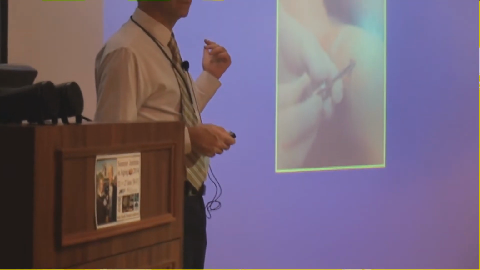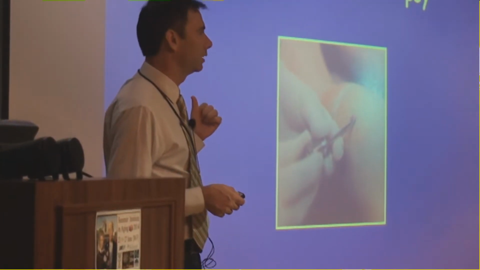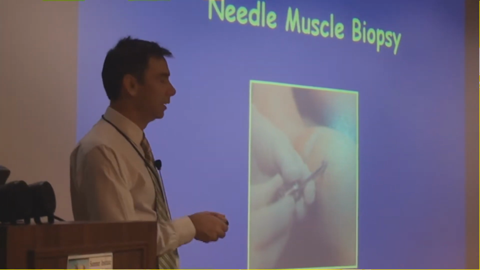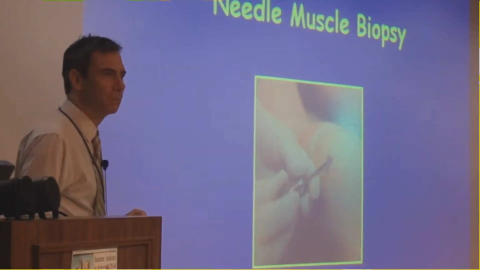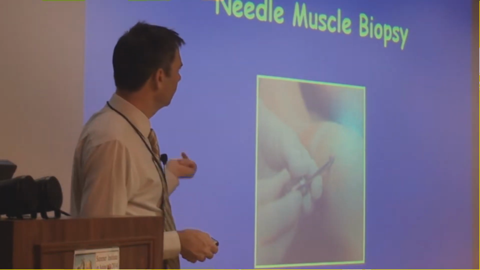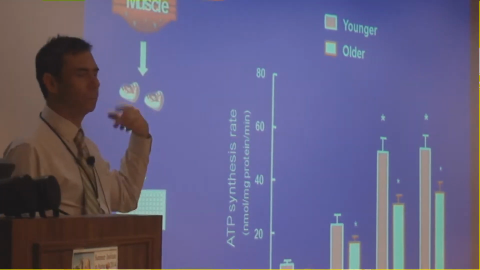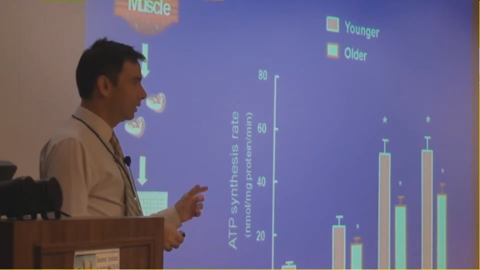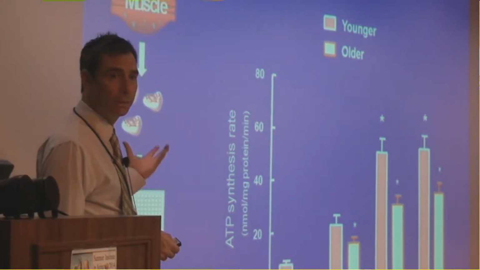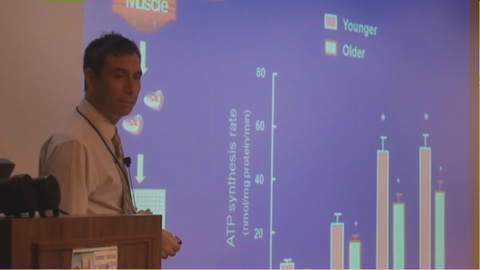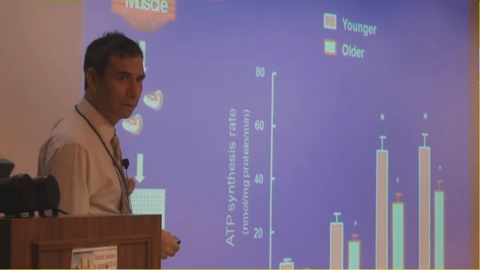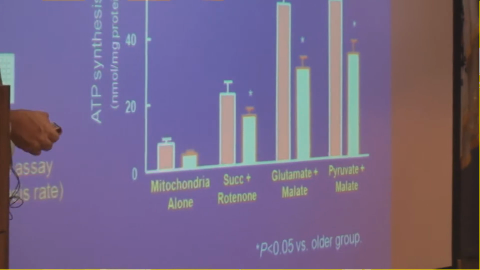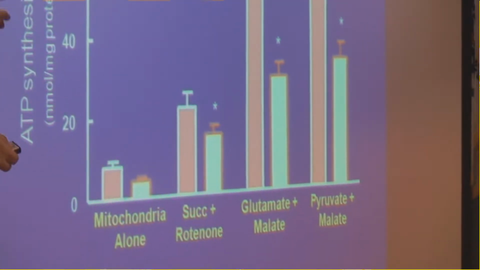And obviously we do it with lidocaine anesthetic, and then we do a small incision, take that needle, and then we take a small piece, about 300 milligrams of muscle. And then from the muscle, we grind it, and with a centrifuge, we isolate the mitochondria, and then we put it in a plate reader with a reagent that lights up depending on the amount of ATP, which is the energy produced by the mitochondria, and the machine can tell us how much ATP is being produced, and those are the data.